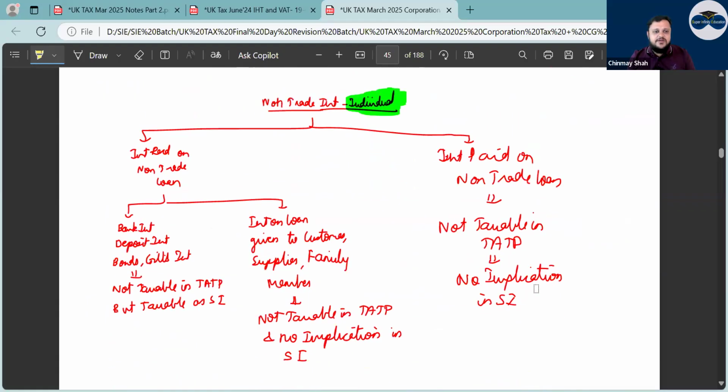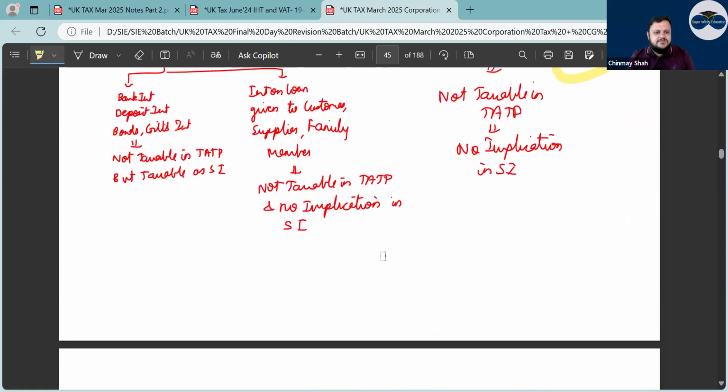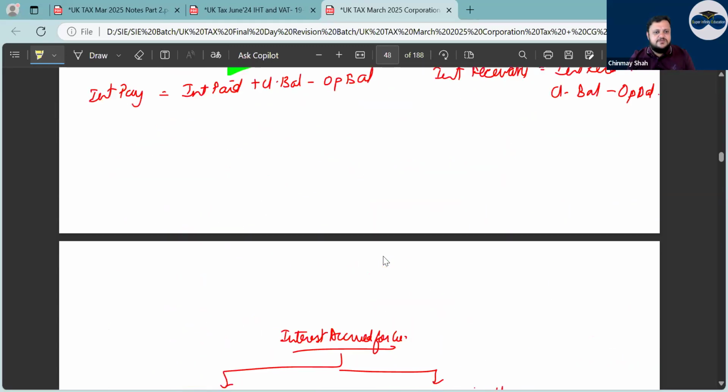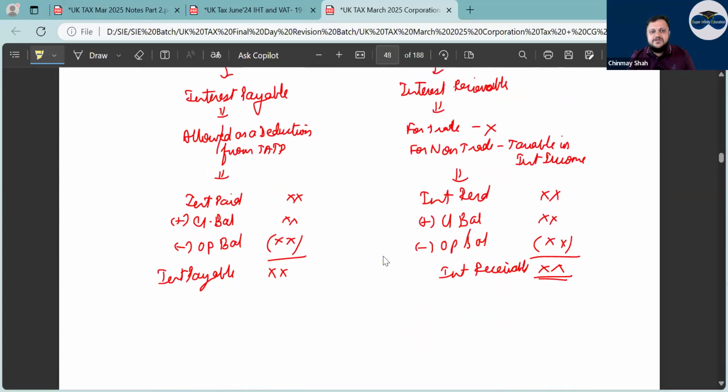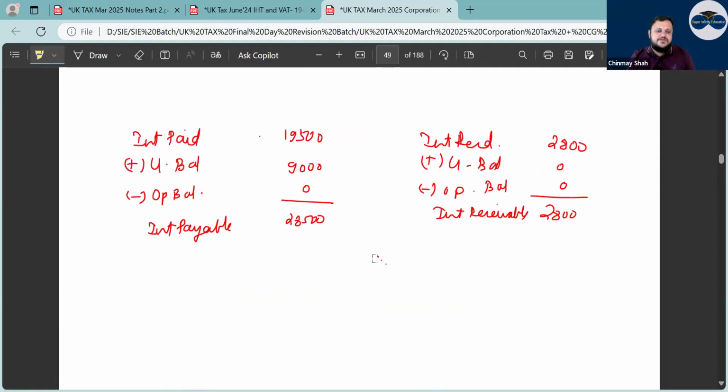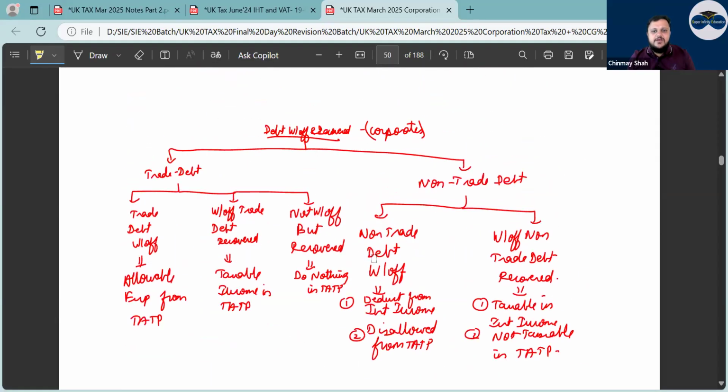Now come to non-trade interest. Interest received on a non-trade loan, correct? And interest paid, I think we have done this, right? All income and expenses should be allowed on an accrual basis only. So you have interest accrued. How to calculate interest payable? Interest paid plus closing balance minus the opening balance gives you interest payable. Interest received also: interest received plus closing minus opening will give you interest receivable. So we have to take interest receivable every time.